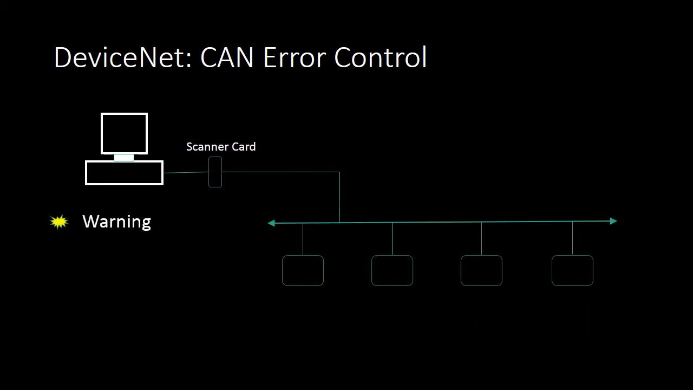Warning: when the counter reaches a defined limit, this means the occurrence of a high error rate. Error passive: when the value exceeds a higher limit, the device stops acting in the network when it detects another device in the network sending a frame with an error. Bus off: the device will not send or receive frames anymore.